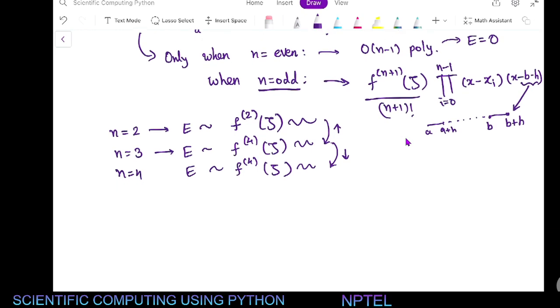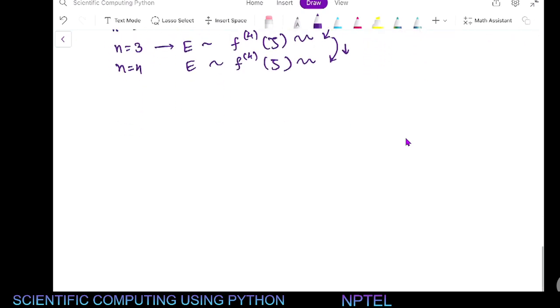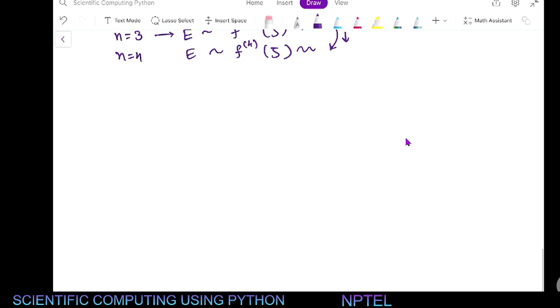Anything else in this part? No. So this is clear, right? We are going to do coding assignments as usual, and before that we should talk about Gaussian quadrature.